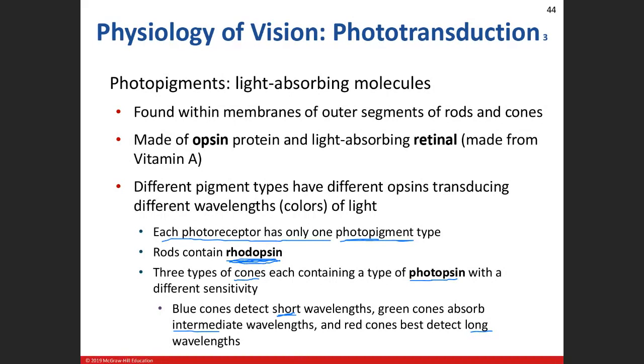Questions about that so far? I'm trying to keep it simple. When we're talking about our photopigments, we have 2 structures involved: the opsin protein and then the light-absorbing retinol that comes from vitamin A.